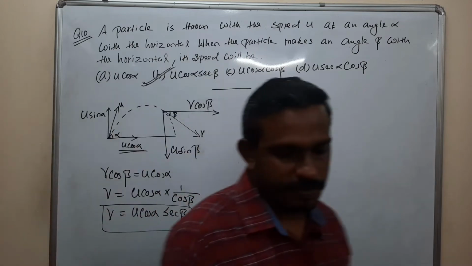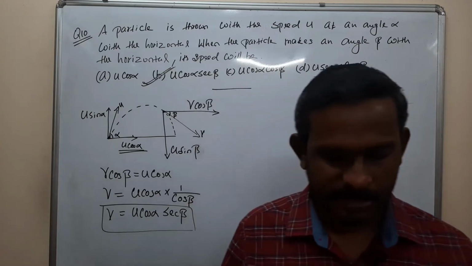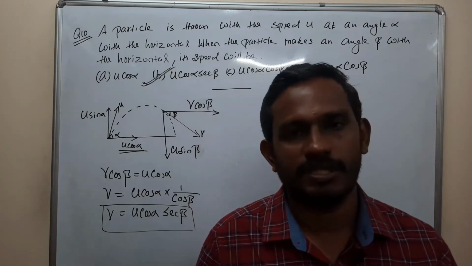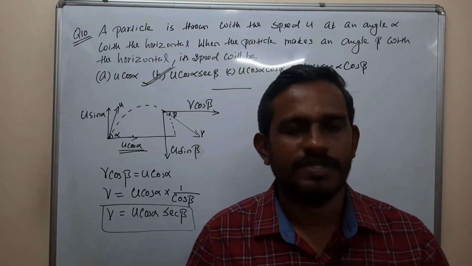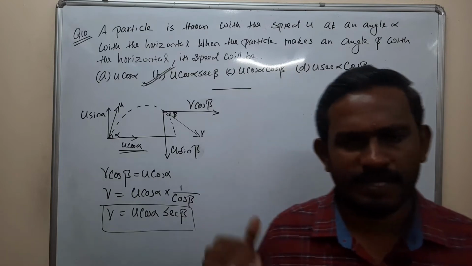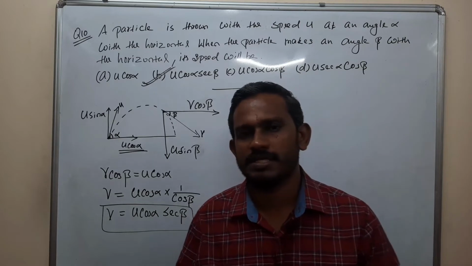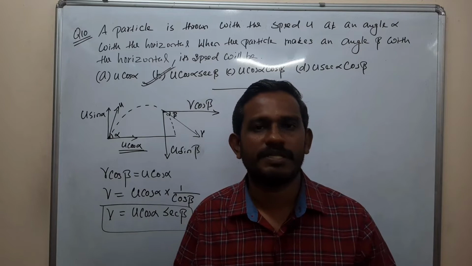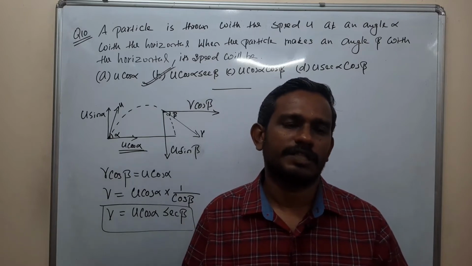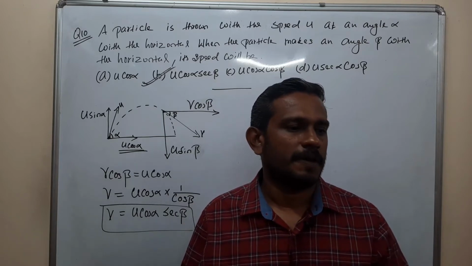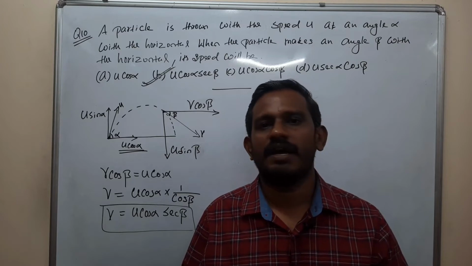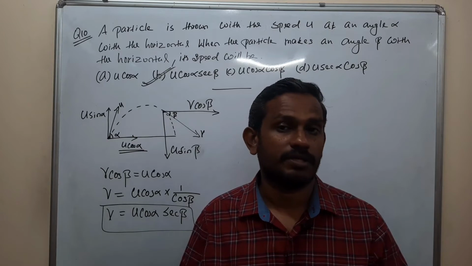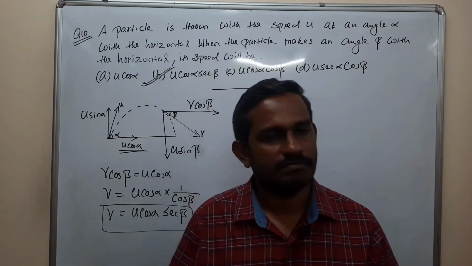So with this we completed the 10 numericals in this section, that is horizontal projectile motion. All the concepts we have covered through these 10 numericals, including numericals from previous year JEE Mains question papers. In the next section we will meet with the concepts of vertical projection. Thank you.